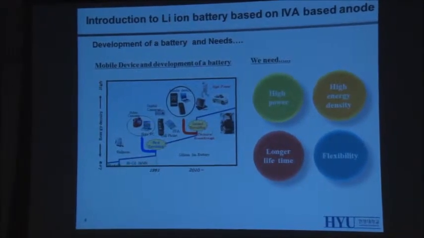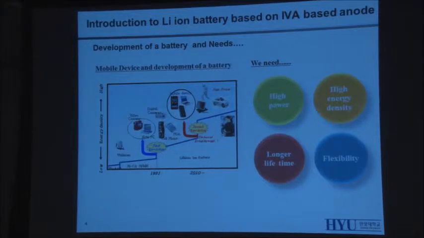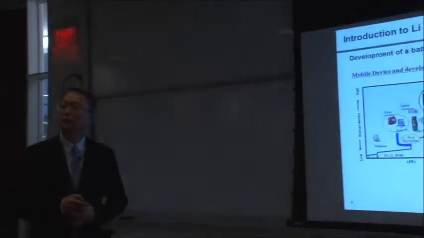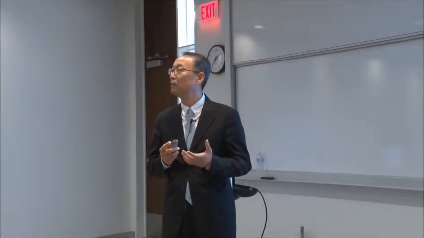As you know, in the early 1990s, we used small laptop computers and video cameras. In those days, people didn't require a battery with much higher energy density. But now we have moved to mobile devices. Now we are using mobile devices, not just laptop computers and cameras. So many multifunctional features are built into these mobile devices, and much more energy is required. So we need a battery with much higher energy density, higher power, and a longer lifetime. In some applications, we even require the battery to be flexible.